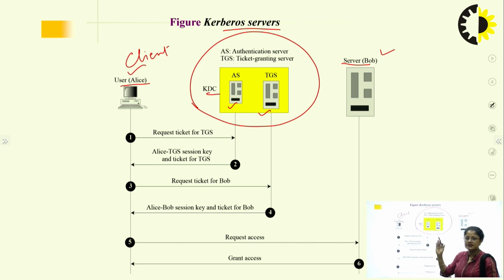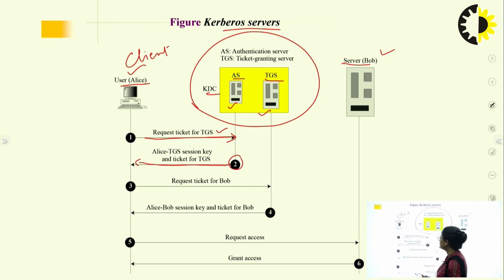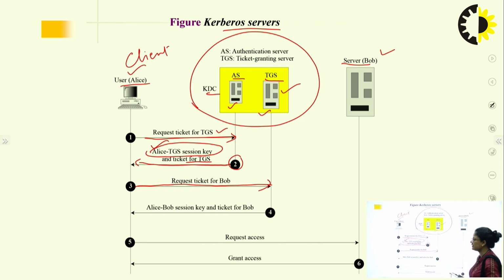So what I just told, I'm again summarizing here. The client requests a ticket, authenticates itself to the authentication server and says, give me the ticket to connect with the ticket granting server, or TGS. Now the AS, or the authentication server, generates a key for Alice, which we call the Alice TGS session key, for communicating with the TGS, and the ticket for TGS. Now using this key, the client accesses TGS and tells TGS, give me a session key, because I want to connect with the main server Bob.